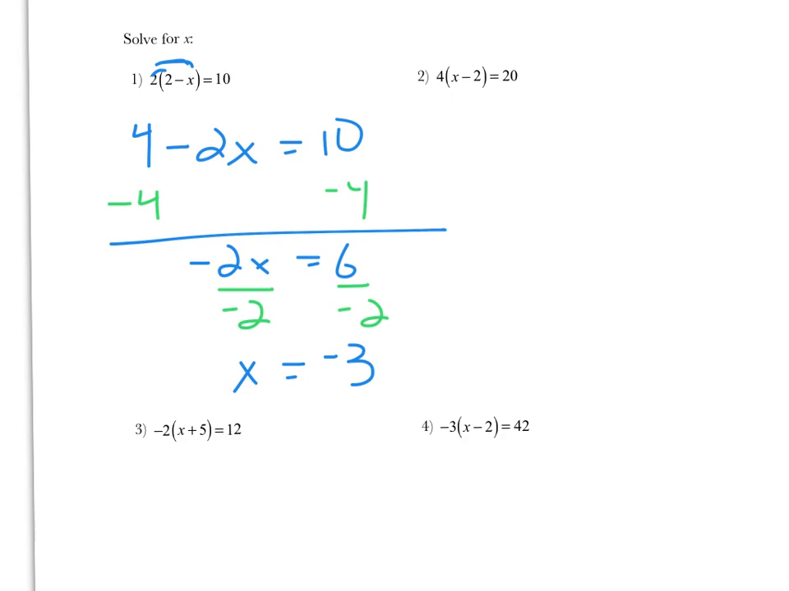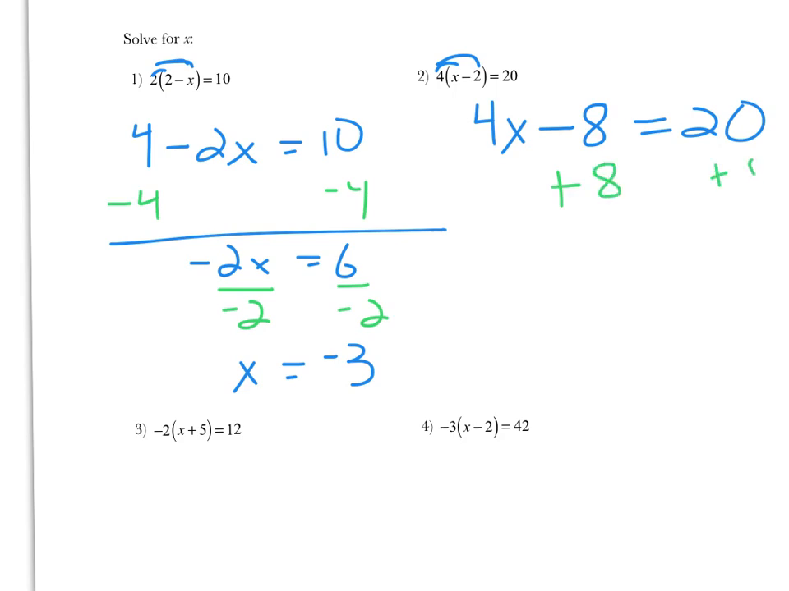Taking a look at number 2, very similar problem. This time I'm going to distribute the 4 that's on the outside of those parentheses. 4 times x is 4x. 4 times negative 2 is negative 8. Set that equal to 20. Notice that nothing's really disappearing. And then again, from here, let's use our inverse operations.